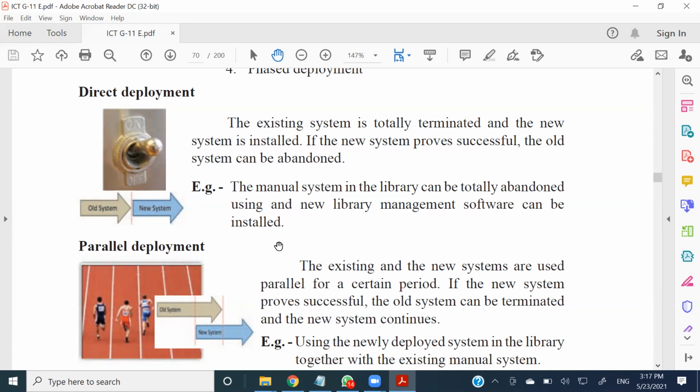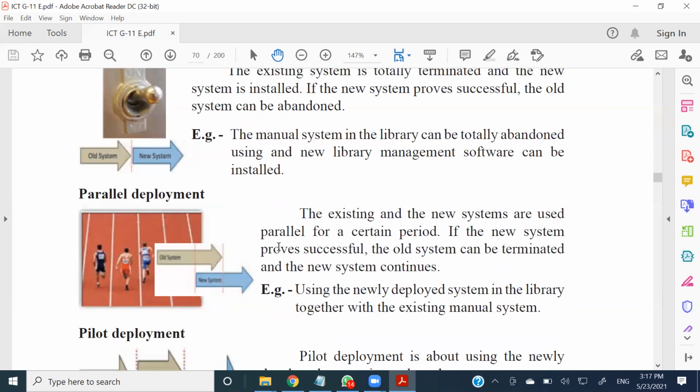That's how it happens. And when it comes to parallel deployment, parallel deployment means the organization has to carry out the old system as well as the new system simultaneously, at the very same time, for a certain period of time. Users are getting double their work, because they have to do the same work in the old system as well as in the new system.